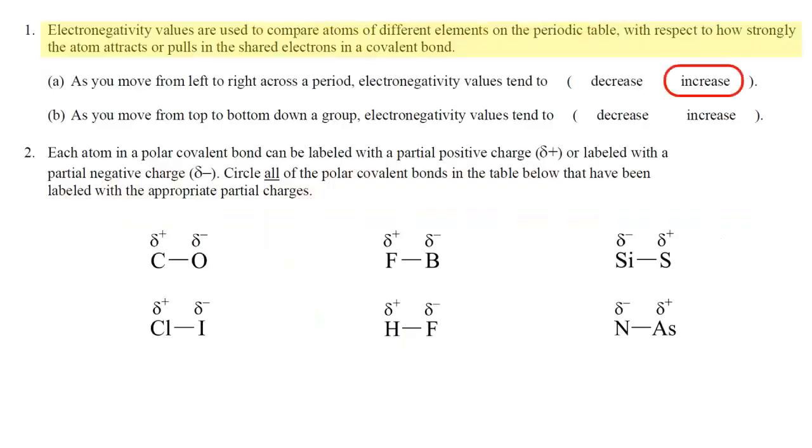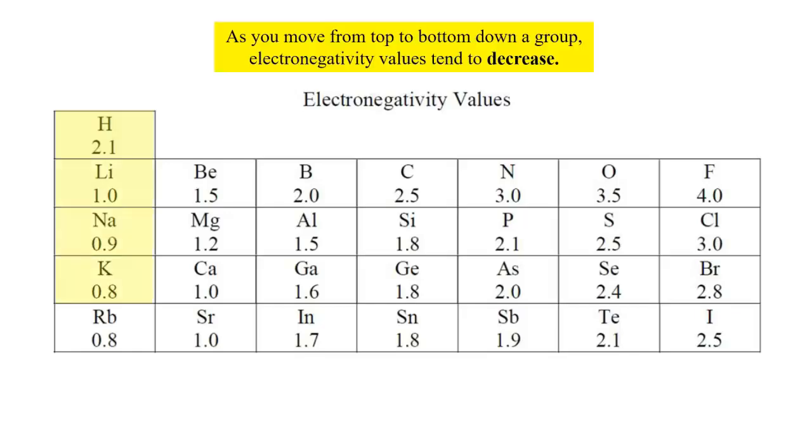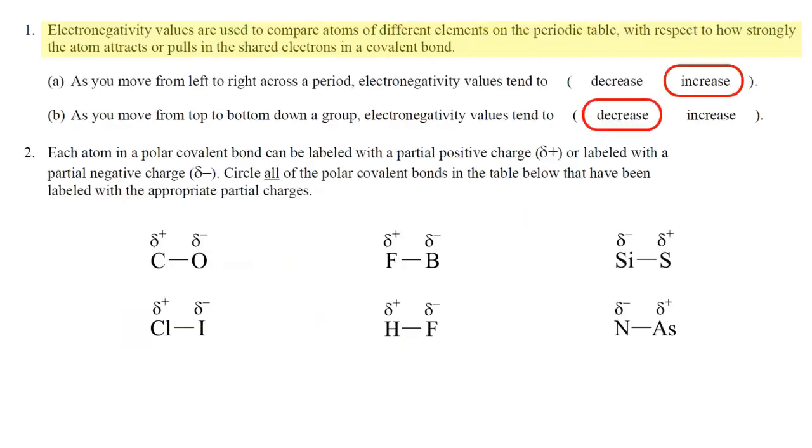Now, with respect to the vertical trend, as you move from top to bottom down a group, electronegativity values tend to, and we'll take a look at group 1. So we have hydrogen 2.1, lithium 1.0, sodium 0.9, potassium 0.8. So we can see that as you move from top to bottom down a group, electronegativity values tend to decrease. Now let's take a look at question 2.